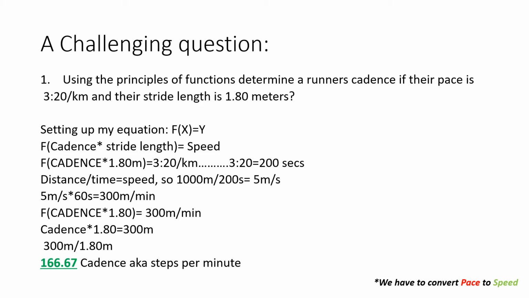Cadence times 1.8 meters is going to equal 300 meters a minute. So to single out cadence, I have to divide each side by 1.8 meters. So I do 300 meters divided by 1.8 meters to find that if my stride length was 1.8 meters and I was running at a 3 minute 20 kilometer pace, then my cadence would be 166.67. So in this question, we had to convert pace to speed.